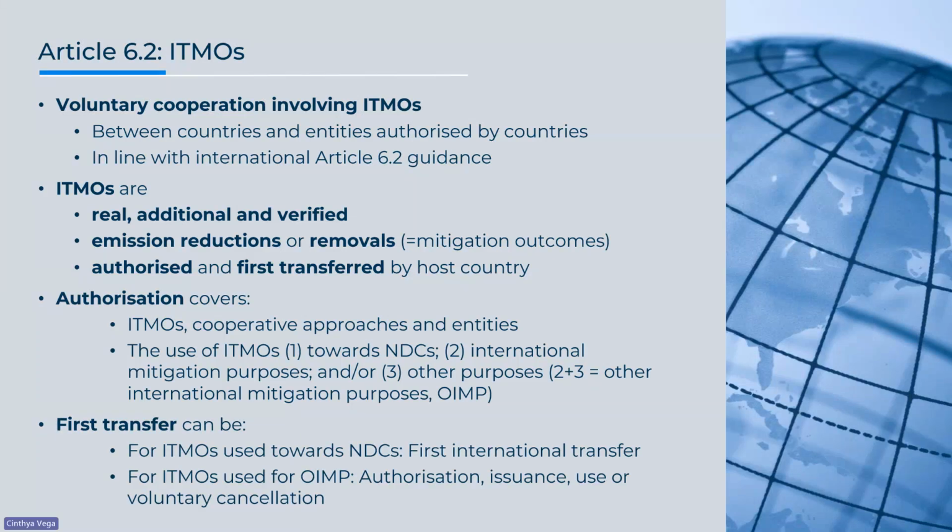Then, once the ITMO has received an authorization, we can talk about first transfer. And first transfer can mean, again, different things. It primarily depends on the use of the ITMO. So, if an ITMO is authorized to be used towards NDCs, then the first transfer means the first international transfer. And if the ITMO is authorized to be used for OIMP, the host country needs to decide what the meaning of the first transfer is. That means it can be authorization, issuance, use, or voluntary cancellation.